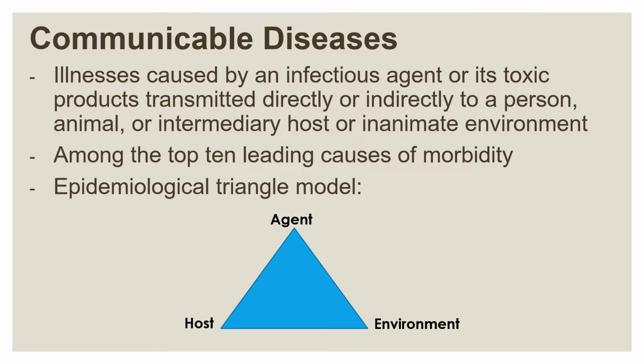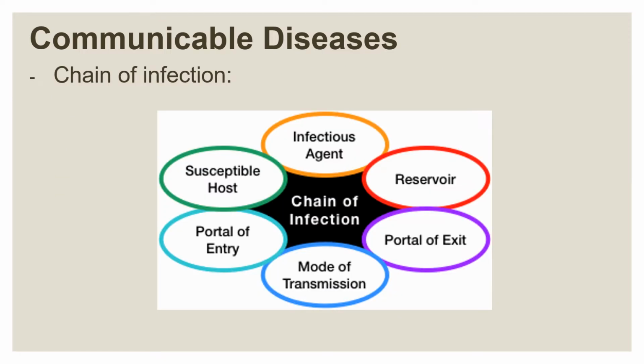So it is very important to take note of this epidemiological triangle model. We have the three components. To address specific communicable diseases, we have to know the agent, the host, and the type of environment where these agents flourish. For us to address this, we need as well to know the chain of infection.